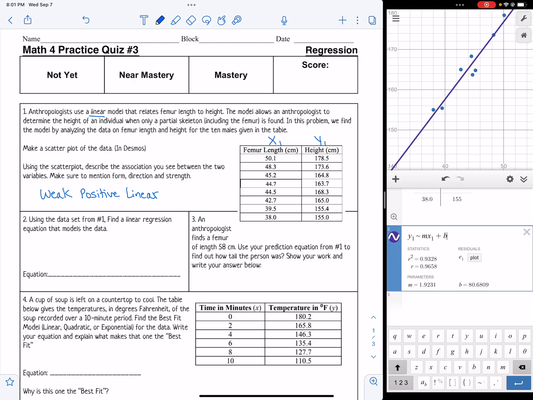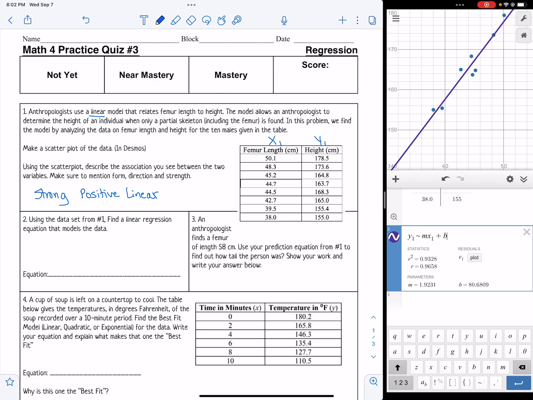Okay, so I see I have a linear model. Now it does look like r squared is 0.93. So that is pretty strong. I'm going to change my answer to a strong positive linear model. And that line going through my points makes it look even a little stronger now.